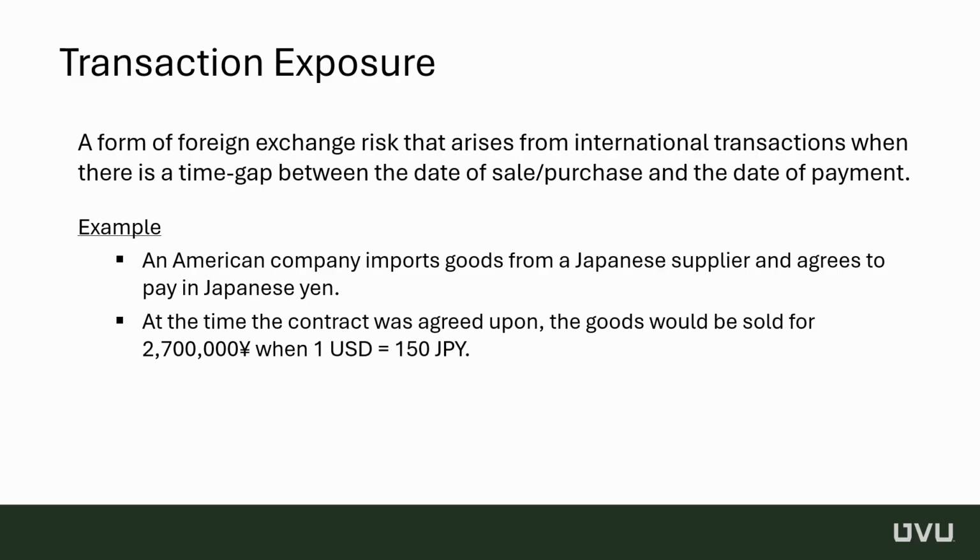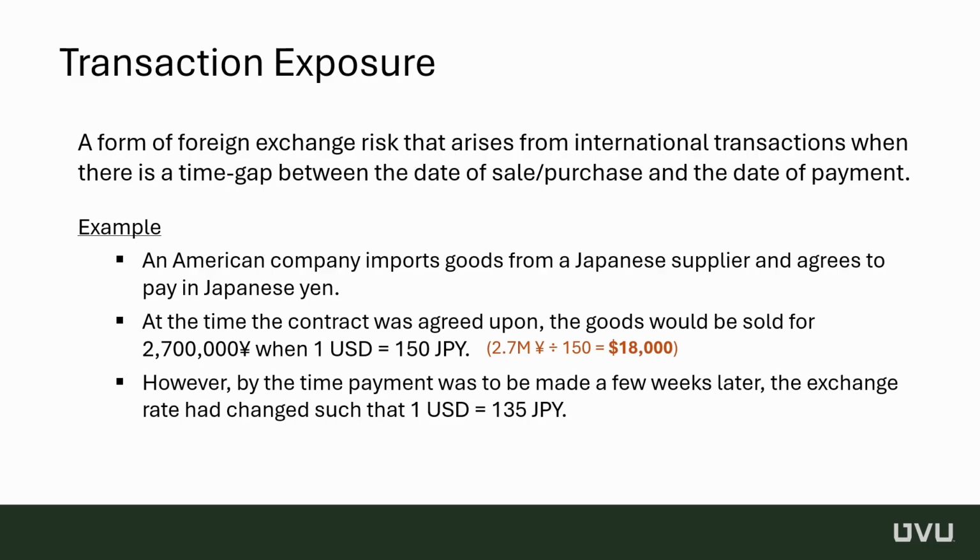So think to yourself, is this a direct quote or an indirect quote? Because this is showing us how much foreign currency can be purchased with one domestic unit, this is an indirect quote. So to translate this into US dollars, we would divide 2.7 million yen by 150, which gives us 18,000. So at the purchase date, the American company has effectively purchased goods with a US dollar value of $18,000.